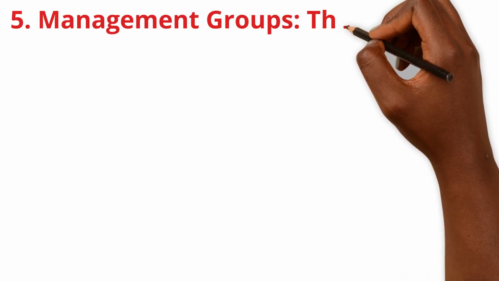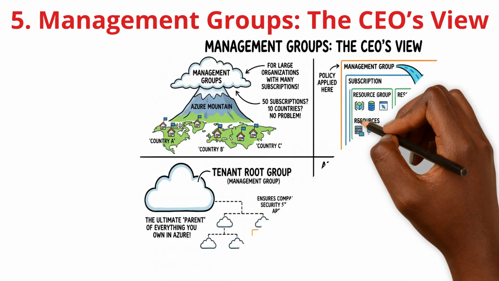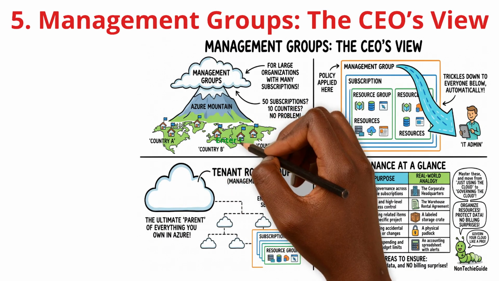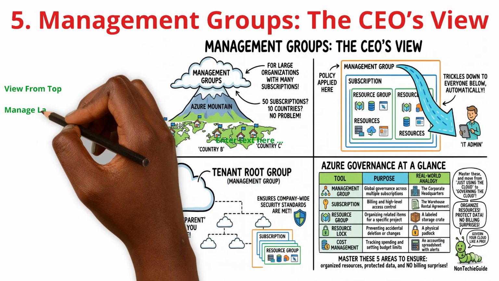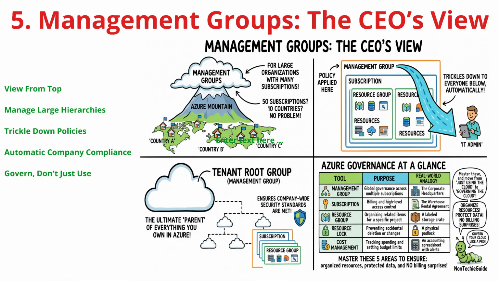When your Azure environment grows past just a handful of assets, you need a high-level command view. You need the CEO's perspective from the very top of Azure Mountain. These are management groups. If you are a large organization managing 50 different subscriptions across 10 countries, you don't have time to configure each one individually. By placing those subscriptions into a management group, you can apply security and compliance policies at the top, and they automatically cascade or trickle down through every single subscription, resource group, and individual resource beneath them.